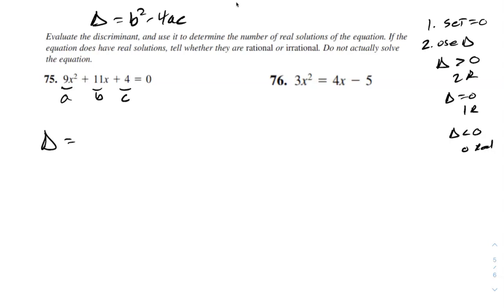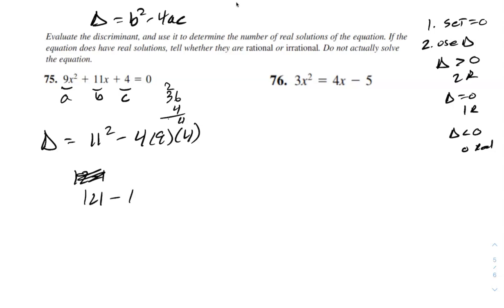Plug into the formula, so it's b squared minus 4 times 9 times 4. I get 121. I get 36 times 4, which is 144. So 121 minus 144, I get negative 23. It's a negative, so that means our discriminant is less than 0, so it is 0 real. We have 2 imaginary solutions here.